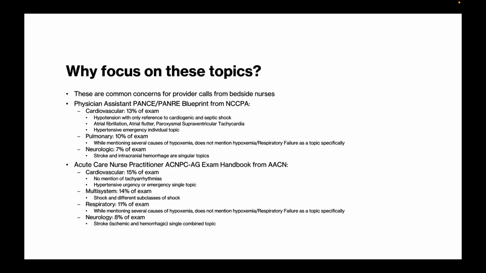For example, under cardiovascular, we do have hypotension. It does mention cardiogenic and septic shock, but does not refer to any other forms of shock. It does touch upon the different tachyarrhythmias that we'd expect to see on the hospital floor. And then it does have hypertensive emergency as an individual topic. For pulmonary, it does briefly touch upon the various topics, but not respiratory failure as a whole. And then neurology does have separate expectations for stroke and intracranial hemorrhage.